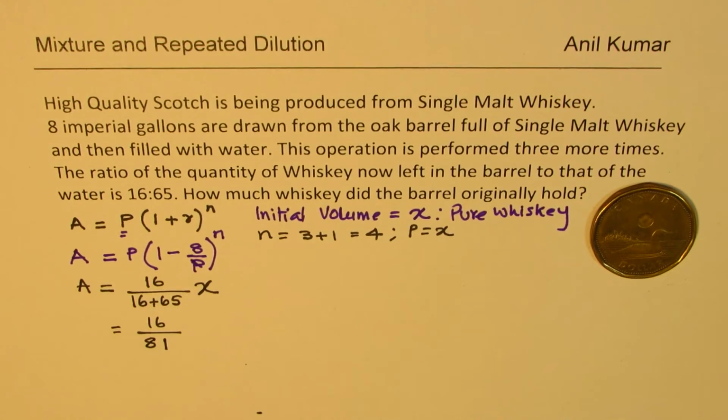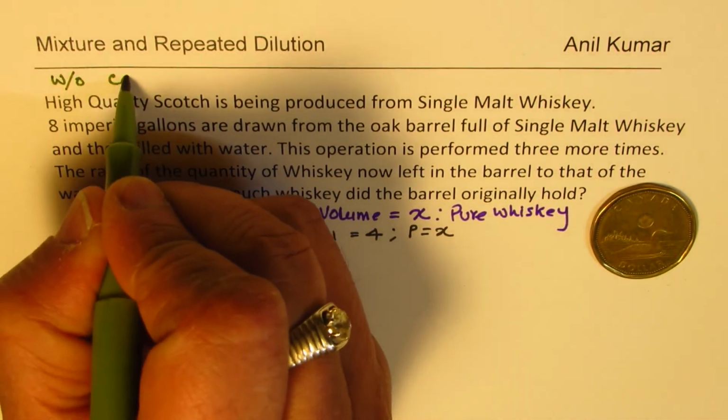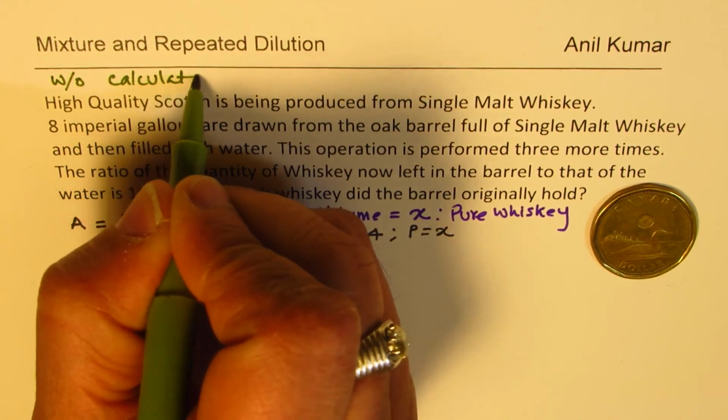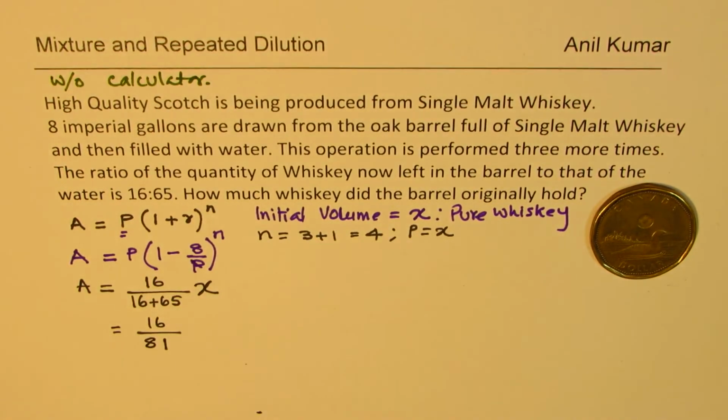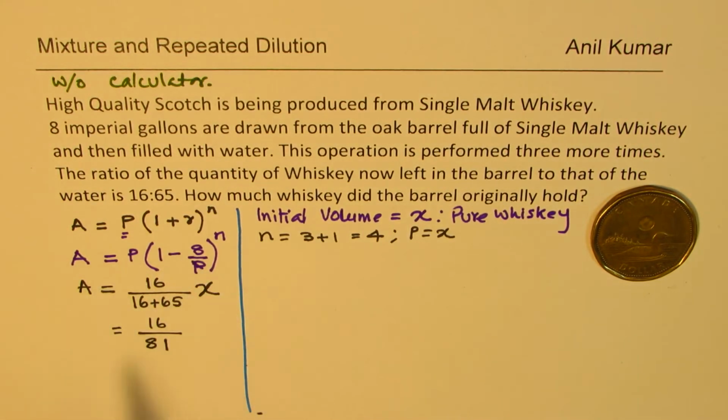So remember, we have to do this question without a calculator, right? When you have whiskey problems, then you don't really need a calculator. You can work out the solutions very fast. That is what we're going to do now, right? So let's see. Can we solve this question? I think we got everything here. Now we could solve this question. So we know the value of A is 16 over 81.